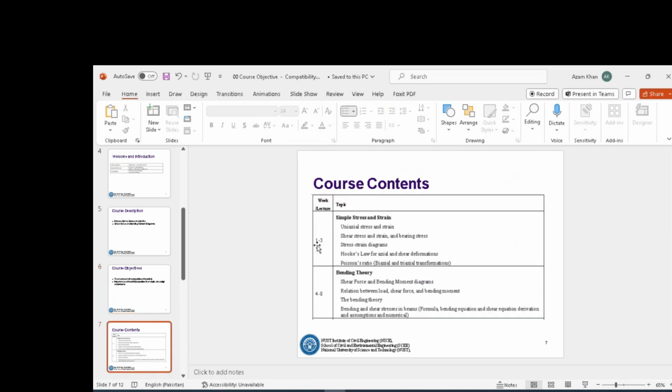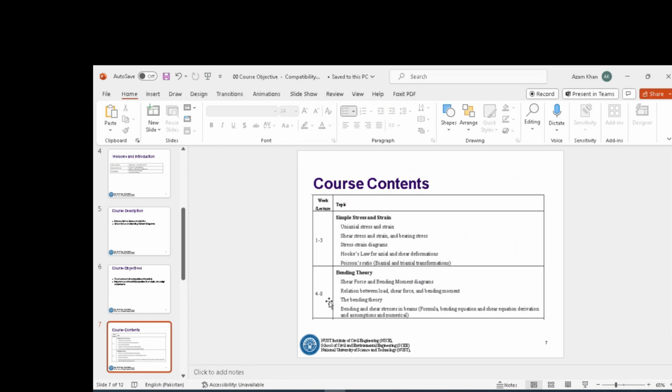In the first 3 weeks, we will do simple stresses and strains, which will involve uniaxial strains, shear strains, and then Hooke's law, Poisson's ratio, and all that related to stresses and strains. So different types of properties which are used to describe the internal stresses and strains, all those will be discussed in the first 3 weeks.